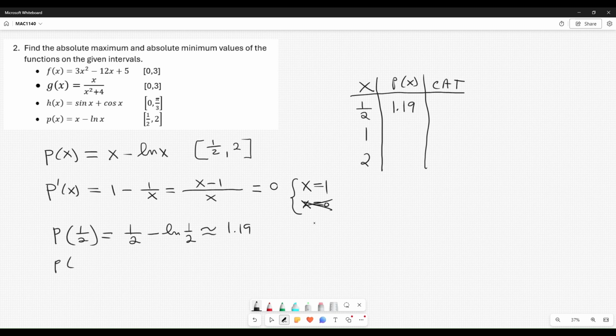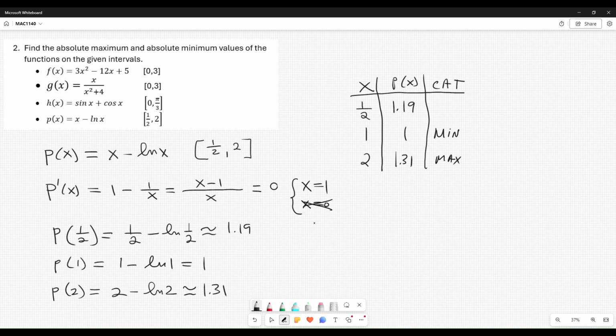P evaluated now at 1. Well, that's 1 minus logarithm of 1, which is 0, so it is 1. And finally, P evaluated at 2 is 2 minus logarithm of 2. Put in the calculator, approximately 1.31. Definitely the category is, this is the minimum, and this is the maximum. And this is nothing. Excellent.